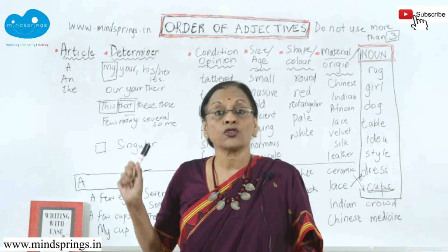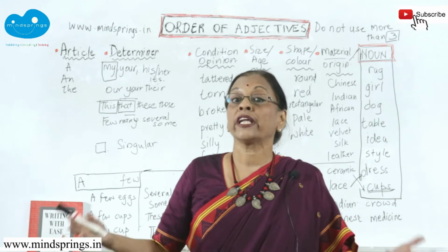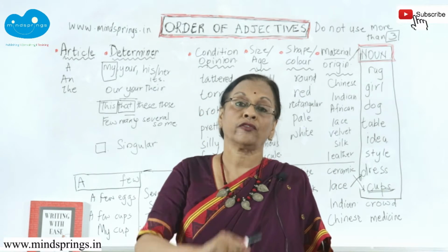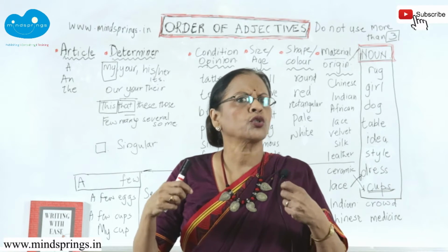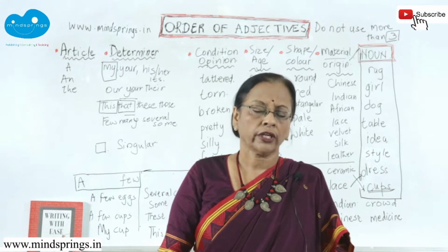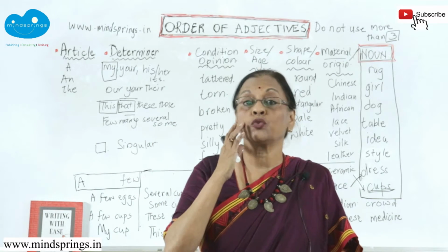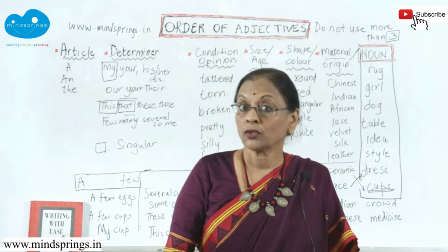So you will get this order naturally when you read a lot, or when you speak a lot and when you listen to a lot of English. Most of us just know what the order is. However, when you are writing, you can use this formula because you have got time to think about the order.